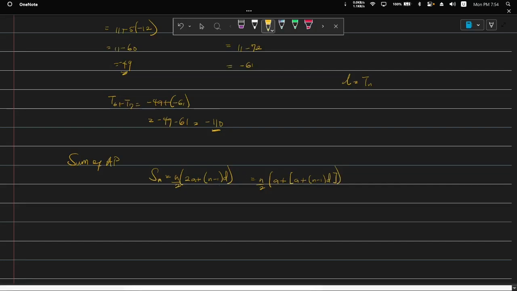How do we get this? 2a is a plus a, right? So I'm separating it with the addition. And if you remember, this is the nth term of a progression. Therefore, the sum of n terms can be written as n over 2 into bracket a plus Tn, or n over 2 into bracket a plus l. Depends on how you want to solve it. So I could use this formula, this, or this.